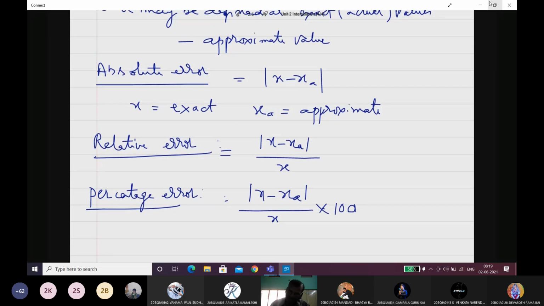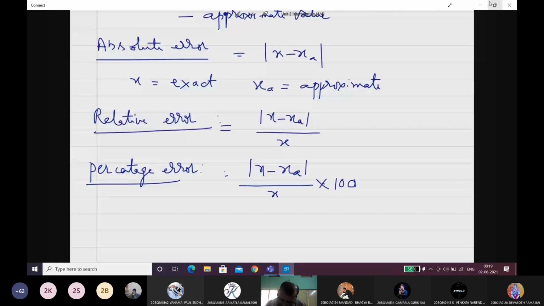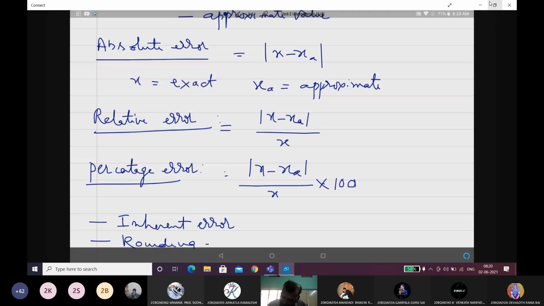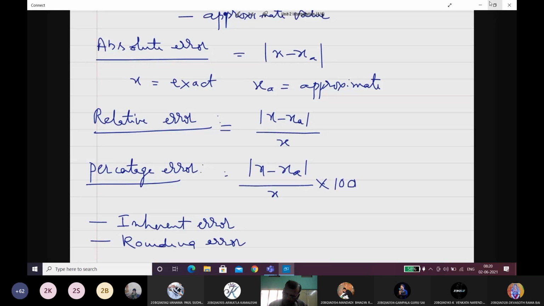Inherent errors, some errors that are not in our syllabus, that you have to note down. Inherent errors. Then rounding error, which means rounded to some value. Then next, truncation error.